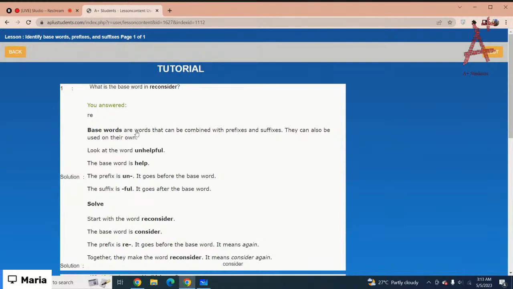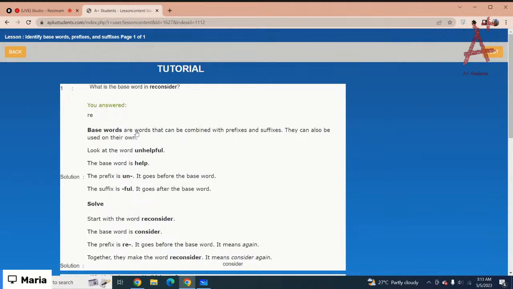Look at the word unhelpful. The base word is help. Un, that is before the help, it would be prefix, and full, that is after the base word, it would be suffix. Got it? So that means the word that is before the base word is a prefix, and the one that is after the base word is a suffix.